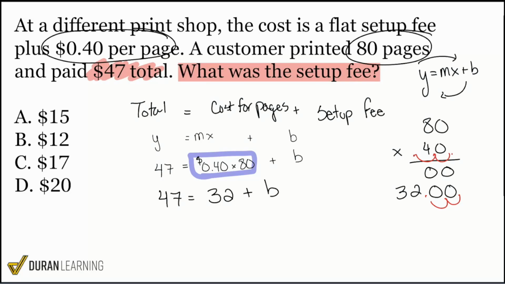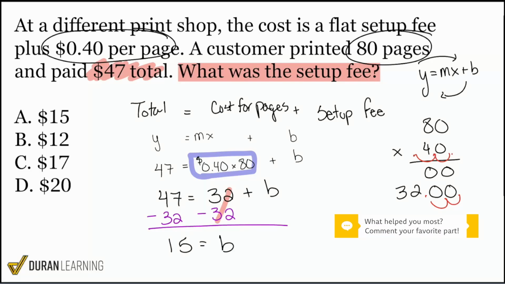To get that initial setup fee is just one step now. It's just going to be subtract both sides by 32. Just like that. Subtract both sides by 32. Booyah, boom, we have 47 minus 32 is 15. And so our initial setup fee, there it is, $15. And there we go. That's our correct answer. Answer choice A.